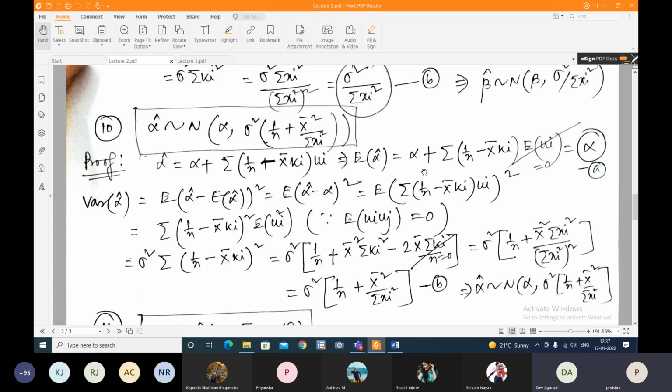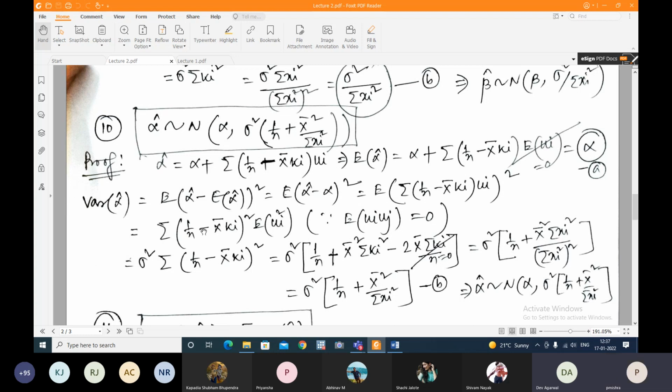Basically this part. Mathematical expectation of whole square of this, because alpha will go to the other side. Alpha hat is equal to this. So alpha hat minus alpha would be equal to this. Hence variance of alpha hat is equal to mathematical expectation of alpha hat minus alpha whole square. That means mathematical expectation of this whole square. This is what we have written here.